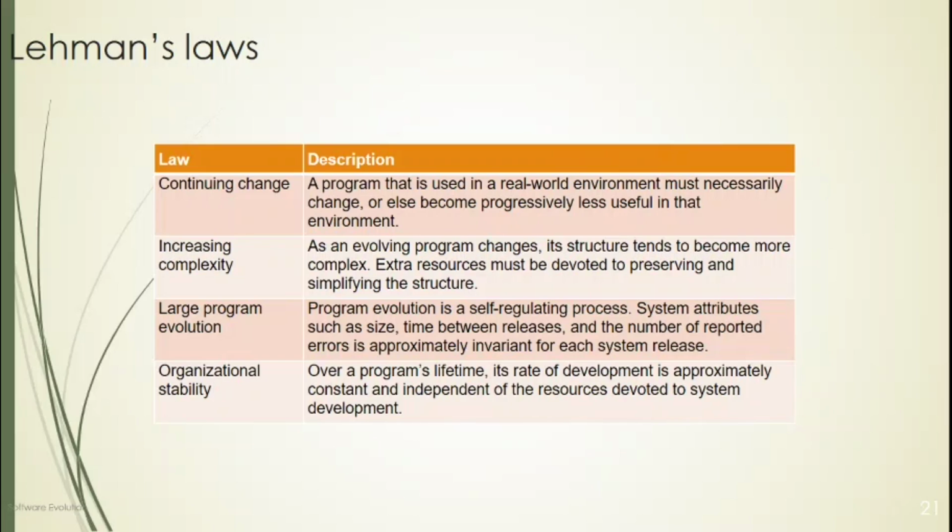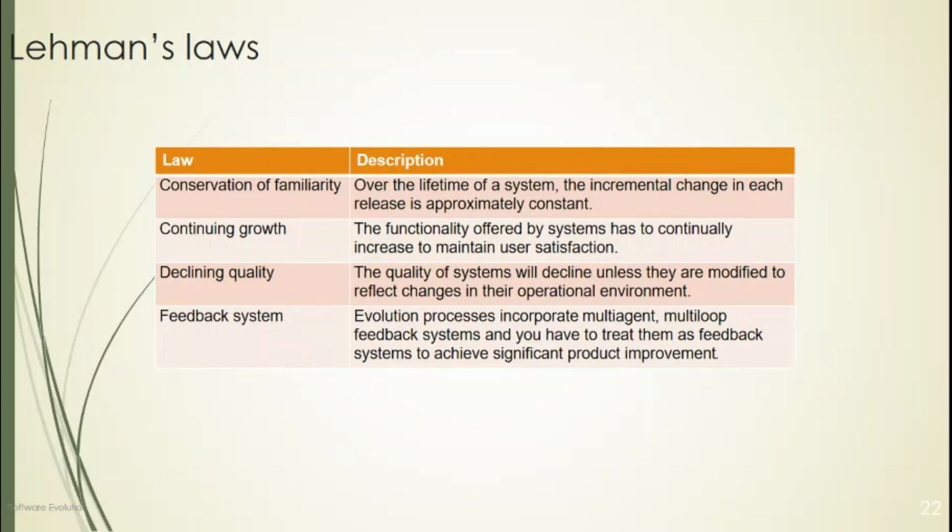The fifth law states conservation of familiarity. Over the lifetime of a system, the incremental change in each release is approximately constant. You have seen the evolution process, the spiral model. In the spiral model, in each release of the software, one thing or another keeps on changing. So at a certain period of time, it reaches approximately constant changes. That is the fifth law, and it is concerned with the change increment in each system release.